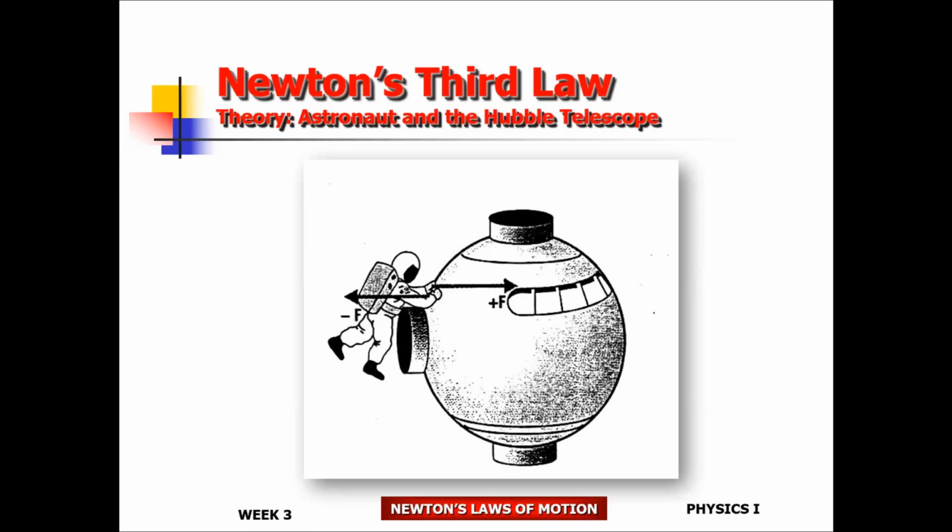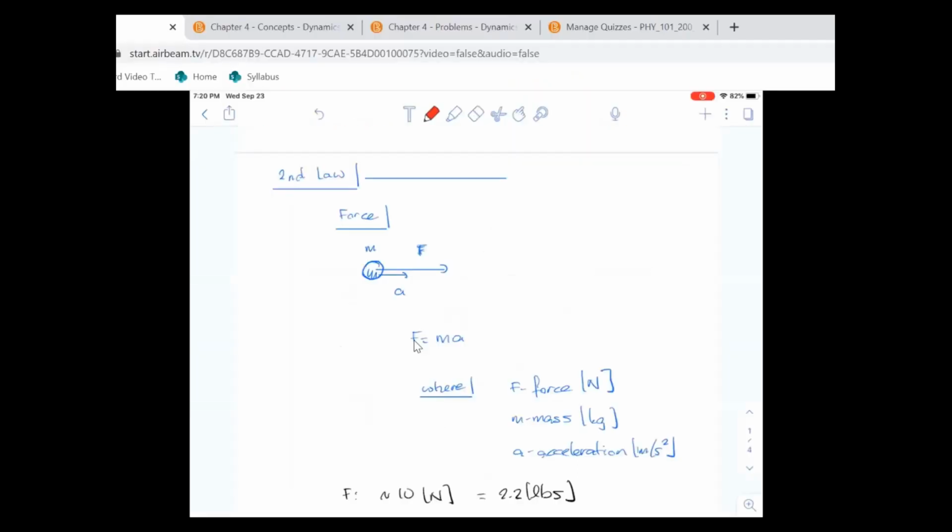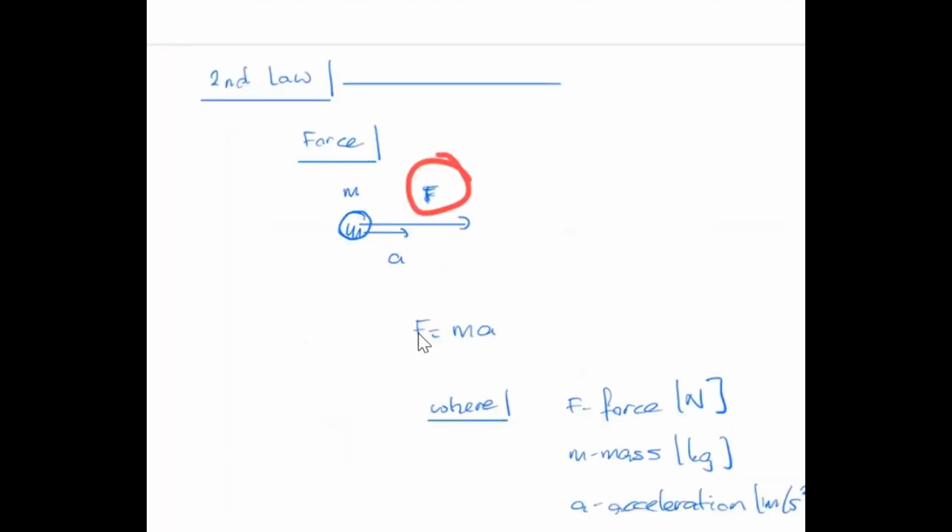Is it going to move? Yeah, let me tell you why. Of course it's going to move. Are you nuts? Because there's a force acting on it. What does a force do? The force acting on the mass is going to cause it to accelerate.